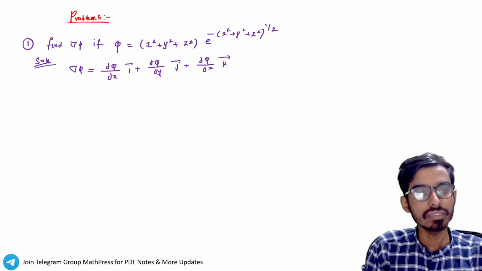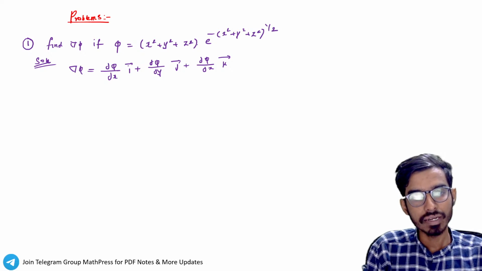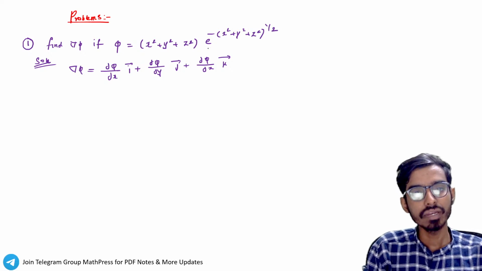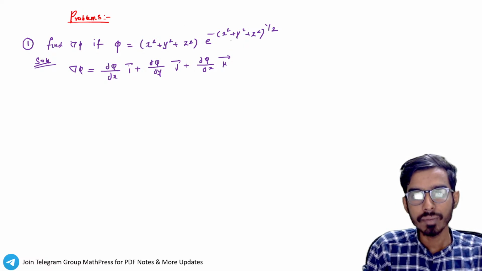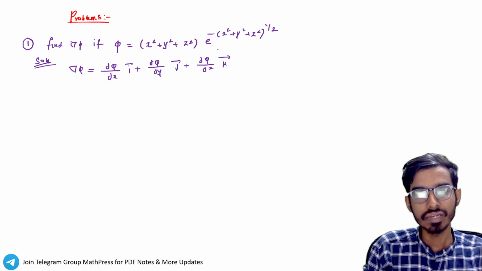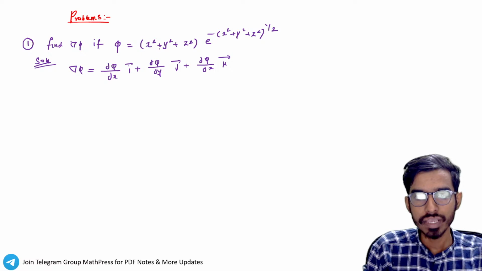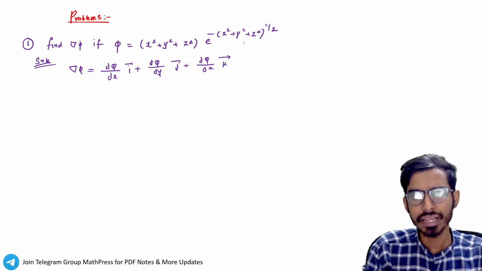Now this is not difficult, but it will take time to differentiate this entire term with respect to x. You need to apply the UV method, and then differentiate with respect to y and with respect to z. So it will take time. Instead of that, you just have to differentiate this entire function with respect to x and apply the product rule, and you can get the result.